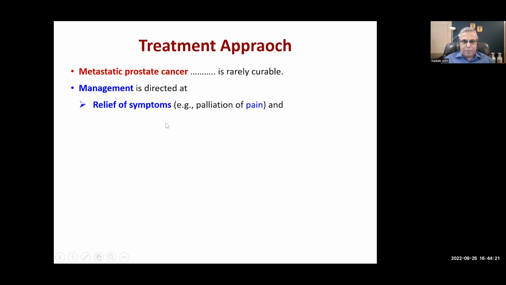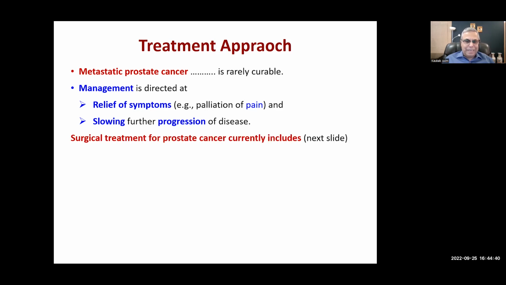For example, if the cancer is very advanced, you can give narcotics for pain relief. You can try to slow down the progression. You cannot stop the progression. You can delay it for some years, 1, 2, 3, 4 years, but you cannot stop it. So you can slow it down. You can delay it. We call it the progression-free survival.